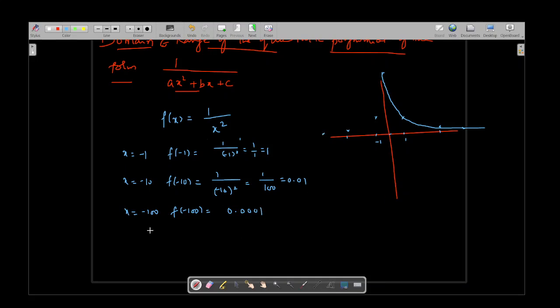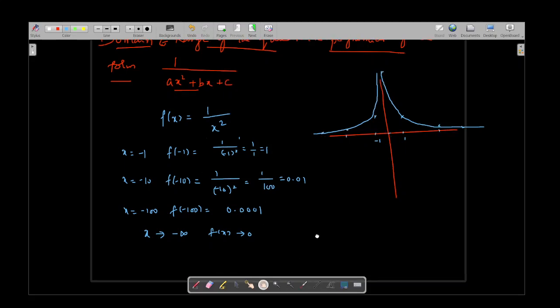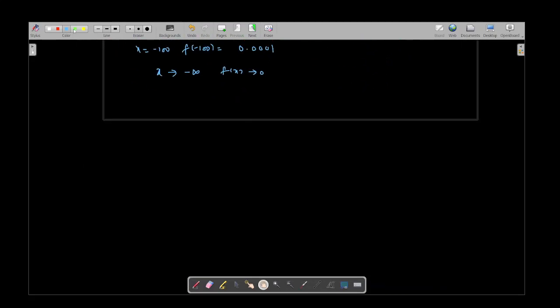So what happens here? If x tends to minus infinity, if x is taking very large values towards minus infinity, then f of x tends to 0 as well. So here also the curve would look like this. So this is the function f of x is equal to 1 over x square. Now let us take another function which is also very important.